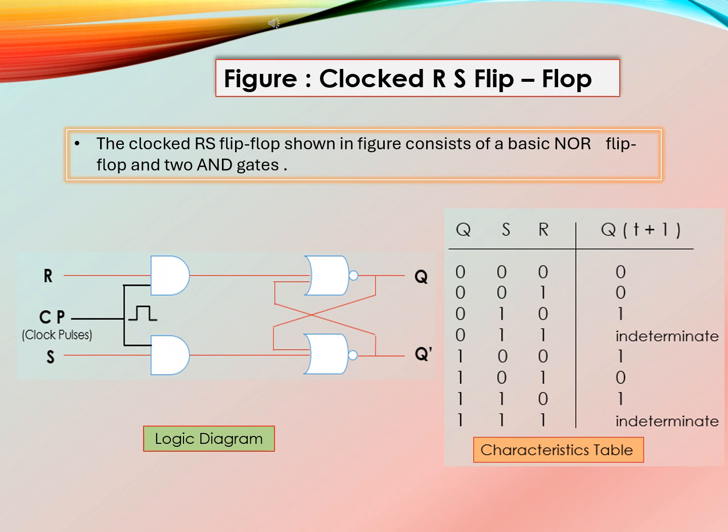Then when clock equal to 1, the values of S and R pass through. If S equal to 1 and R equal to 0, the flip-flop sets Q equal to 1. S equal to 0, R equal to 1, the flip-flop resets Q equal to 0. When S equal to R equal to 0, it remains in the hold state. When S equal to R equal to 1, it remains in the invalid state, just like the basic RS latch.